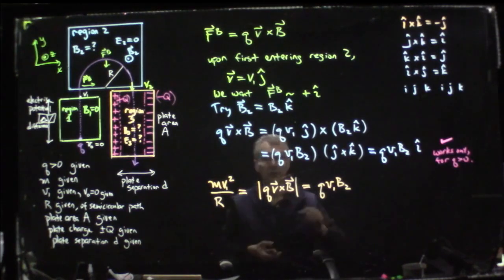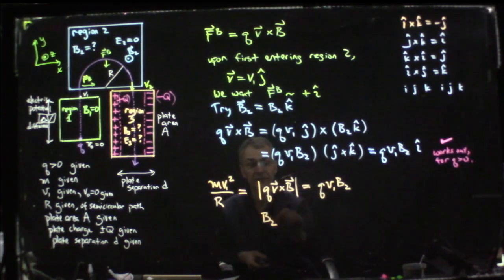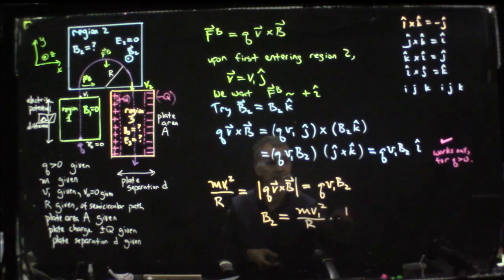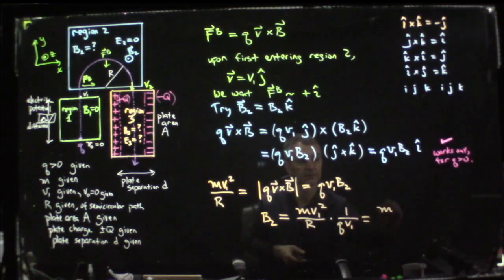So now we can simply solve for B2. The magnetic field in region 2, B2, is m v1 squared over r divided by absolute value of Q times v1, and that is m v1 over absolute value of Q times r.